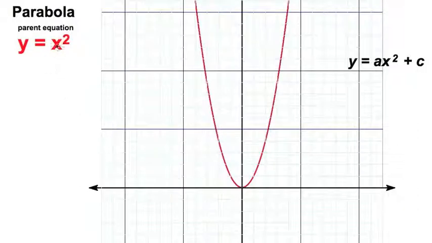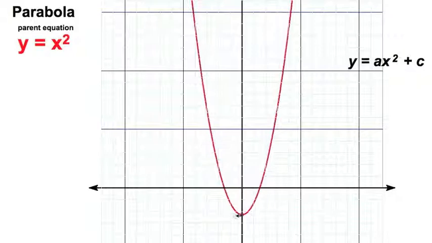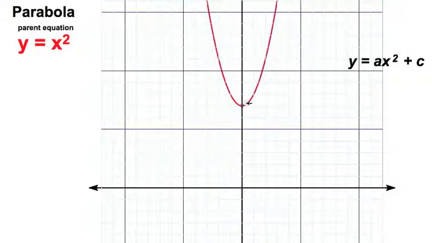Well, let's take our parent equation, y equals x squared, this parabola, and change it again. We've made it skinnier, we've made it wider. Now we're going to take the vertex and move it along the y-axis, up or down. Let's move it up to here.